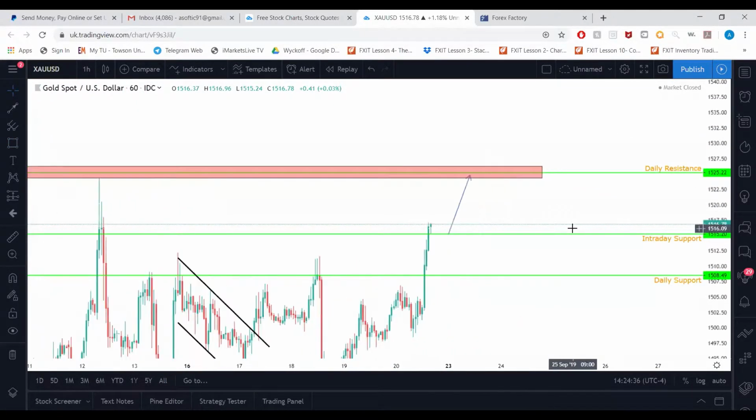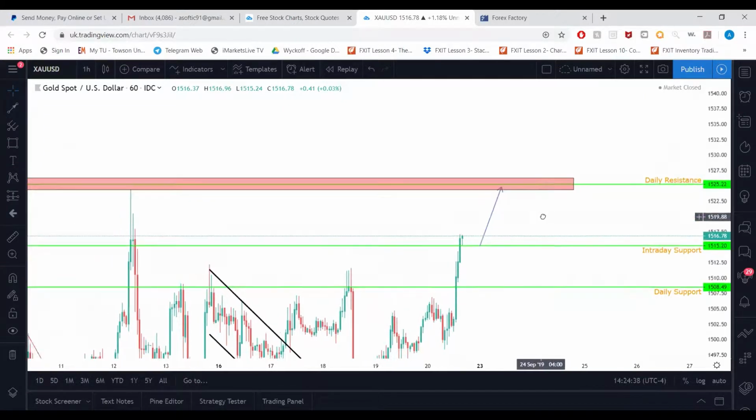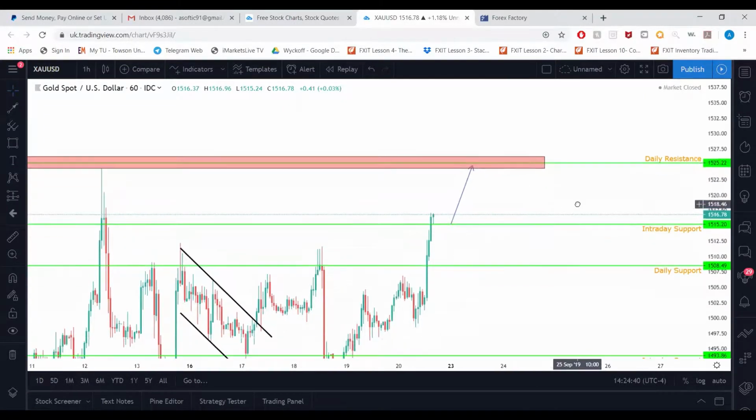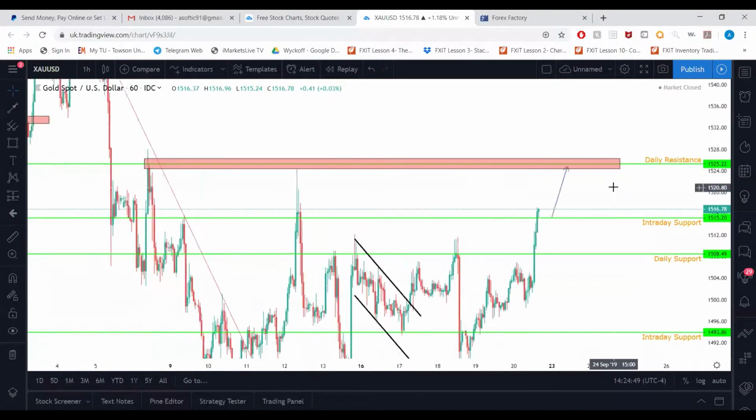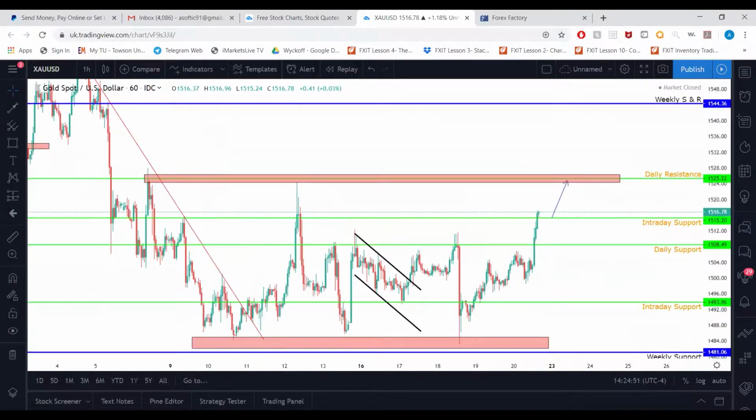And once the price reaches here, we can expect either some nice retrace or we can wait to see if it breaks. But I don't think it will break easily because this is daily resistance, right? So let's see if we have any messages. Okay, now we are good to go.